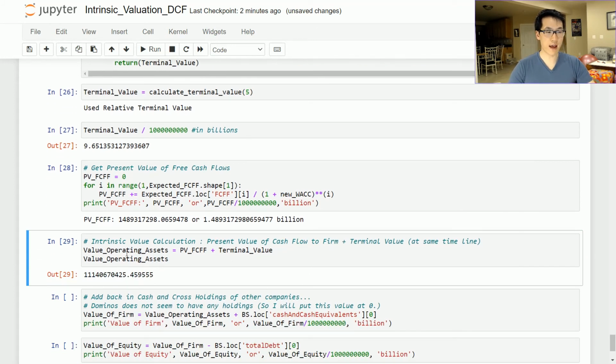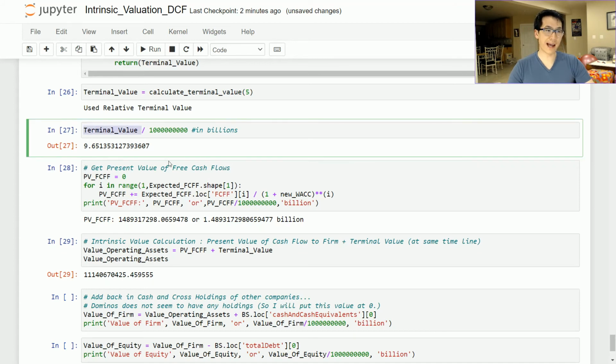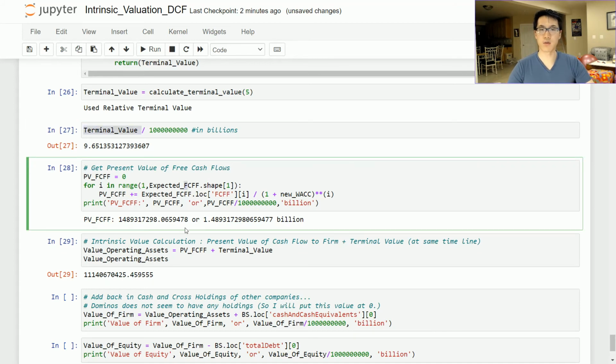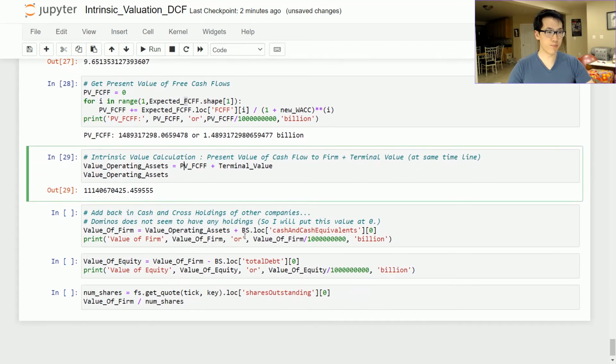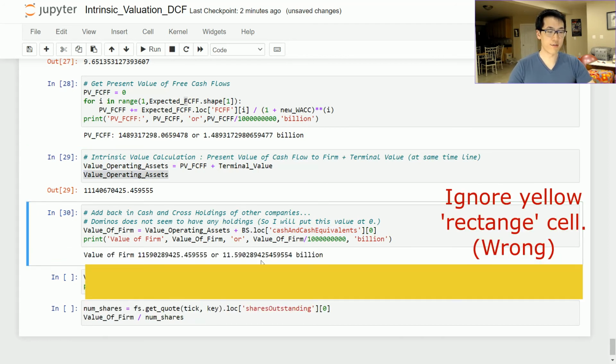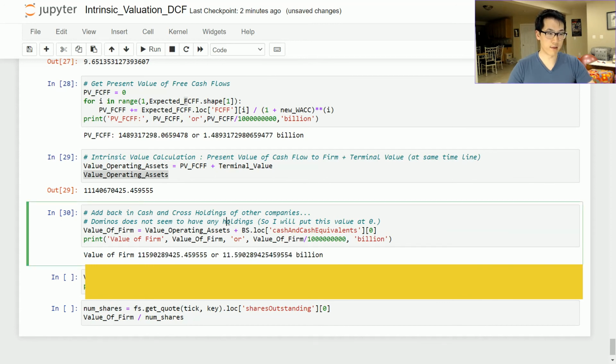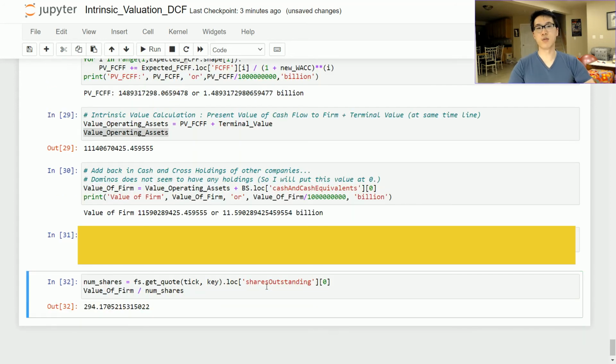Over here, this is the value of your operating assets, and you just add your terminal value to your present value free cash flows, and then you get $11 billion over here. And then the last few steps, the value of the firm: you add in all of your cash and cash equivalents to the value of your operating assets over here. So the value of the overall firm is 11.5 billion, or 11.59 billion. And then, if you want to break it down to however many dollars you would want to spend on a given company, in this case Domino's Pizza, you'd want to spend about $294 for fair value.